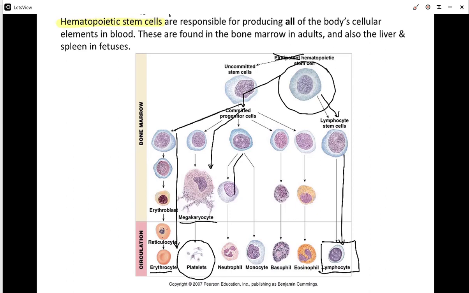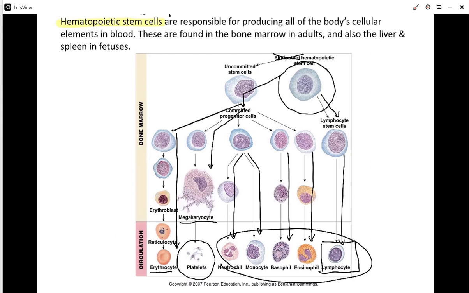And then the rest of these are going to differentiate, and that is the term we use, differentiate, into different white blood cells. So these are all the white blood cells. And you can see that all the white blood cells, the megakaryocytes which shed platelets, and erythrocytes all come from the same generic looking stem cell called a hematopoietic stem cell.